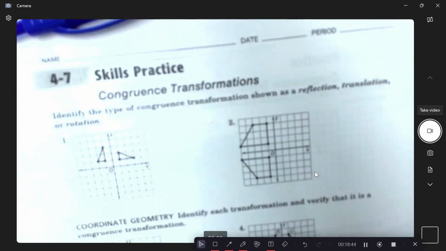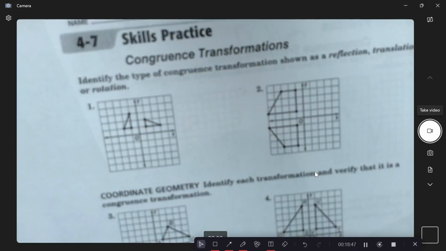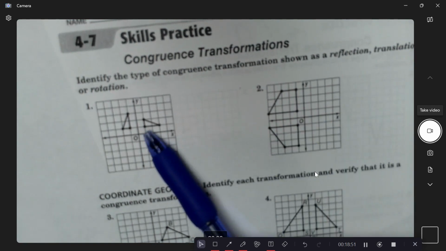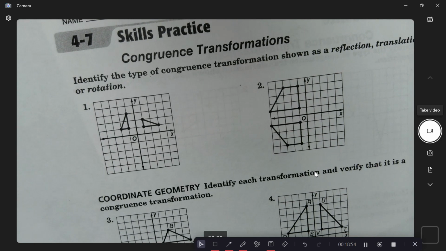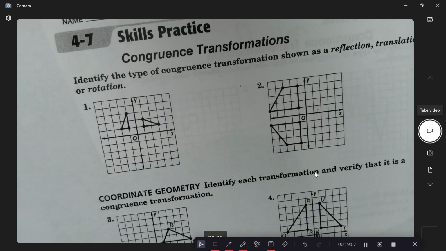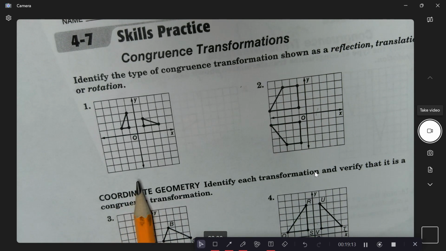All right, guys. From looking at these images, what do you think is creating these transformations? 1, 2, 3, 4. Do you see any of them? What do you think? Which one do you think is a reflection? Two and four. They do look like a reflection, right? Okay, do you remember what we said? If we want to verify that something is a reflection, what do we do? We're going to use a vector, or are we going to use our perpendicular bisectors?